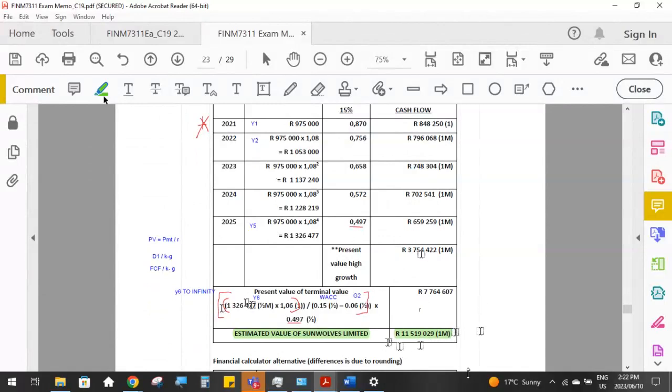It's 11,519,029 rand. So that shows you that that's not the value of one share in the company. That is the total value of the debt and equity of this company. So we've said this company, Sunwolves, if you were to sell this entire company to Elon Musk tomorrow, you would ask Elon to pay you 11.5 million rand, and then he can buy this company. That's essentially what we've worked out here.